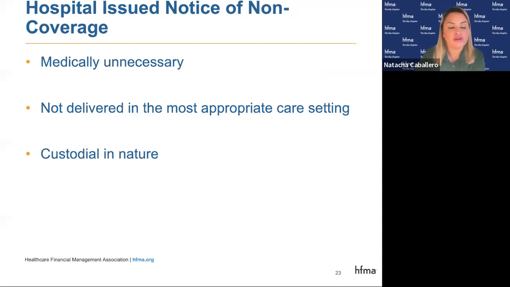Hospital-issued notice of non-coverage. An ABN is not used for inpatient services, as mentioned. The inpatient counterpart of an ABN is the HINN, and so this is a hospital-issued notice of non-coverage and should be provided for beneficiaries prior to the admission, at admission, or at any point during that inpatient stay, if the hospital determines that the care the beneficiary is receiving or is about to receive is not covered.